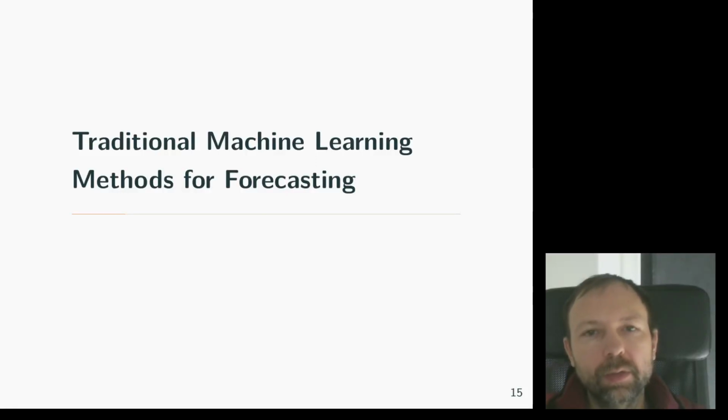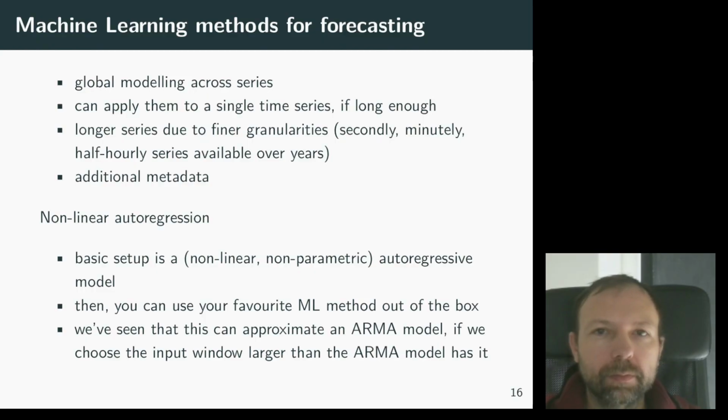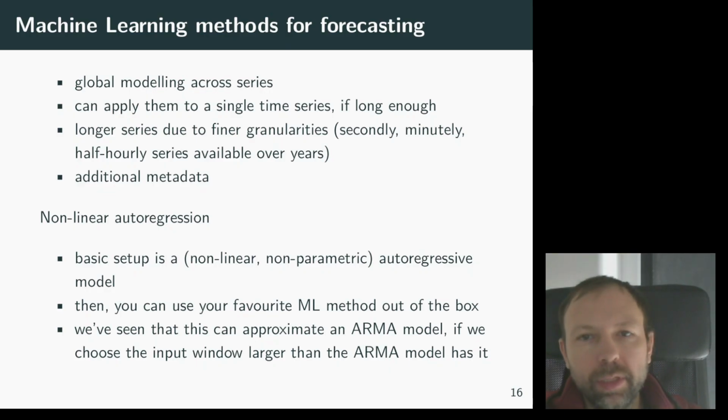So now let's look into some traditional machine learning methods for forecasting. Yeah, so we do global modeling across a series. We can even apply machine learning models to single time series if they are long enough. We can have longer series due to finer granularities. You can have secondly, minutely, half-hourly series available over years. We can have additional metadata. And that's where machine learning is interesting, right?